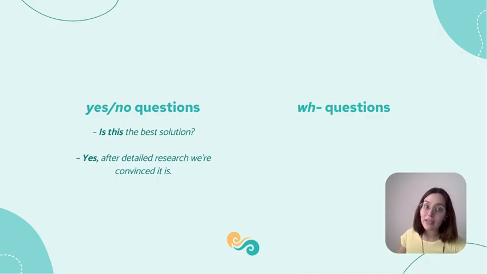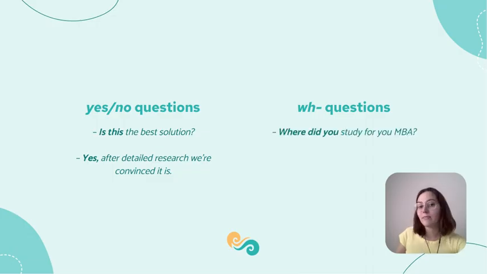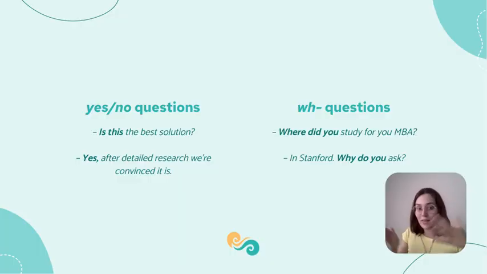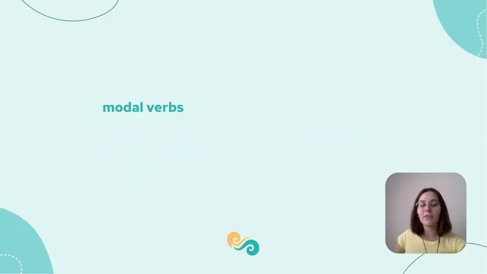Now, with WH questions, the answer depends on the WH word. For example, where did you study for your MBA? Asks for a place. That is why it starts with where. So in the answer, we find that place. In Stanford. Why do you ask? But that's the end of the conversation for us. But that why would receive a reason for an answer, right? So let's move on to some other ways in which we can make questions.